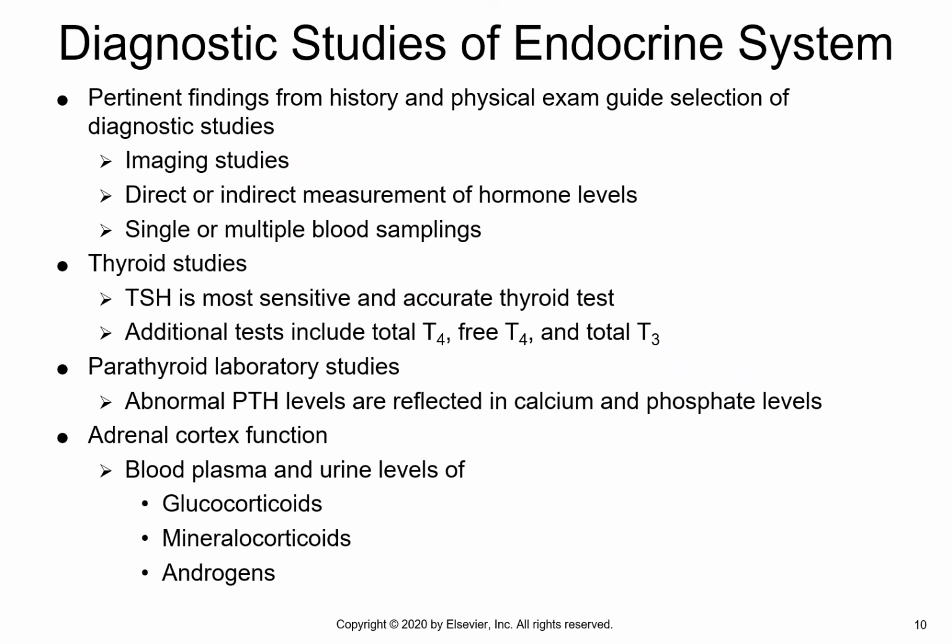So for diagnostic studies, I want you to look in the book at table 47.6 and 47.7. You're going to need to know the normal levels of glucose, fasting, non-fasting, mid TSH, T4, free T4, and T3. You should know those levels because those are the most common levels that you're going to see assessed when you're looking at thyroid conditions.